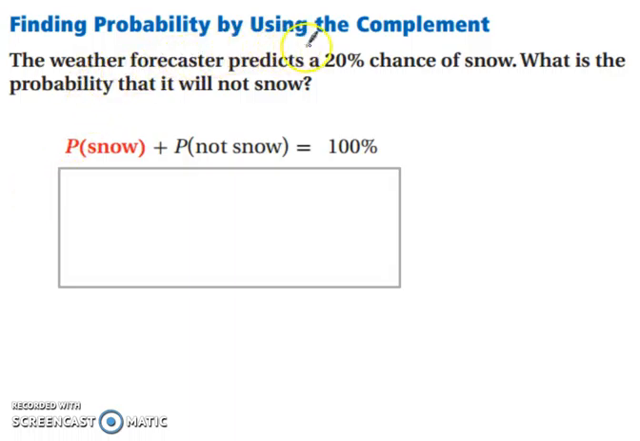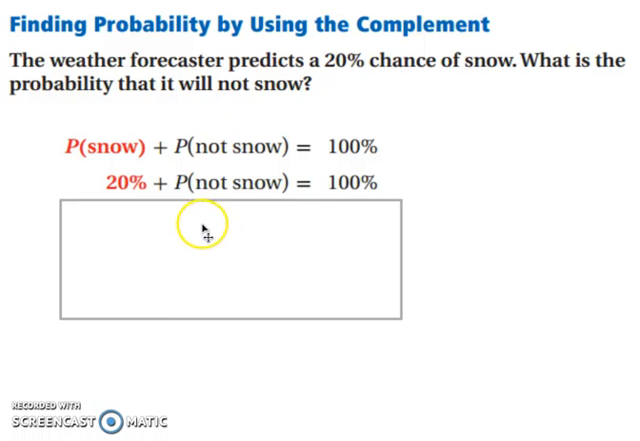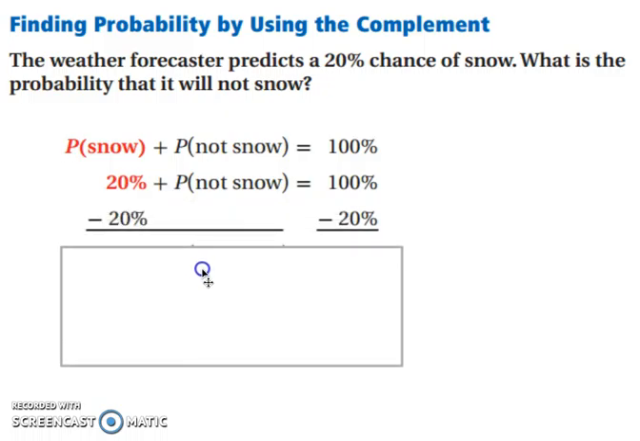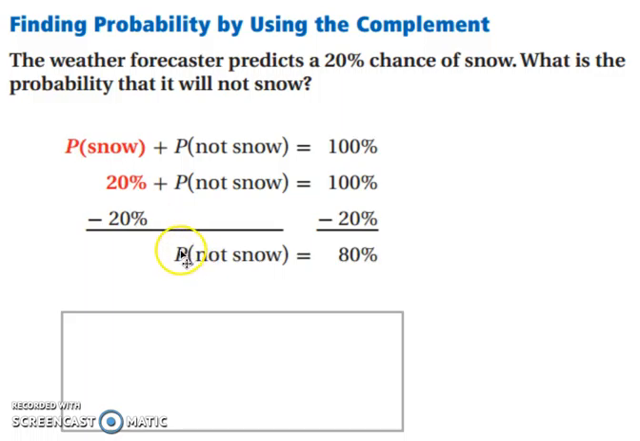Finding probability by using the complement. The weather forecaster predicts a 20% chance of snow. What is the probability that it will not snow? So, there's a 20% chance that it will happen. So what is the percent chance that it will not? Well, 100 minus 20 gives us 80. So the probability that it will not snow is 80%.